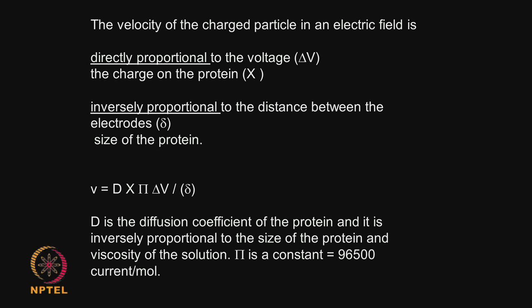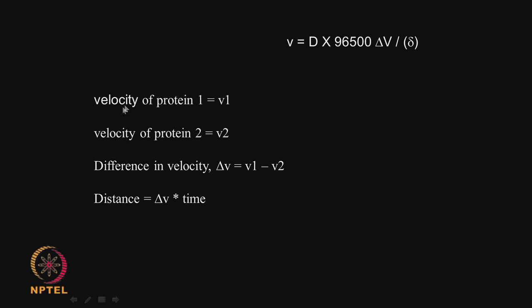So, if I have two proteins with different charges, then they will move at different velocities. So, after a certain time they will attain different distances from the starting point, and that is the principle by which they are separated. So, the velocity of protein 1 will be v1, calculated based on the charge on the protein as well as the diffusion coefficient of protein 1. Velocity of protein 2 will be v2, again depending upon the diffusion coefficient, which is an inverse function of the size, and also the charge.